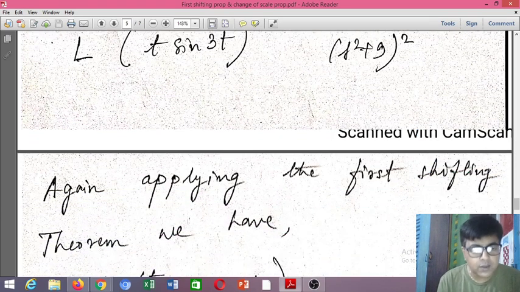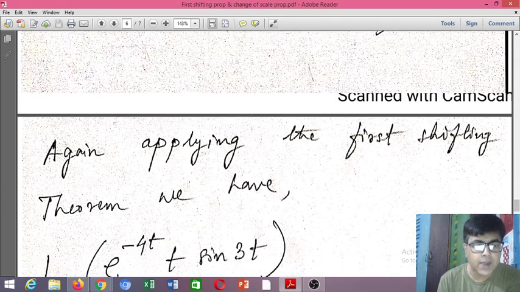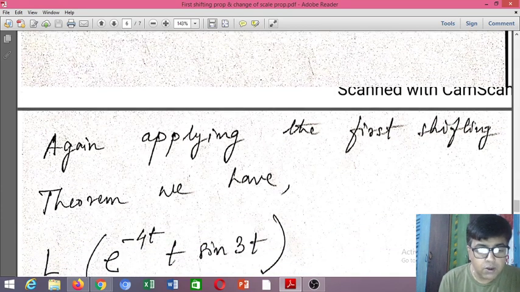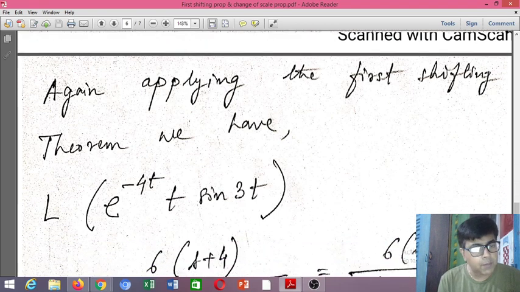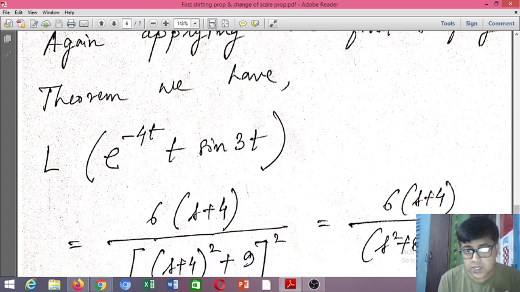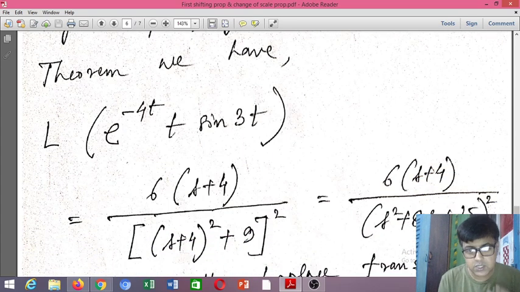So once I get L of t sin 3t, this problem becomes very easy, because it is multiplied by an exponential function, e to the power minus 4t. So if I now want to find the Laplace transform of e to the power minus 4t into t sin 3t, well, L of t sin 3t is already known, so I can do it directly. How can we do it? We apply the shifting theorem, but since there's a minus over there, it will be plus here. So it will be 6(s plus 4) divided by ((s plus 4) whole square plus 9) whole square. And on simplification, we get this as a result: 6 into (s plus 4) divided by (s square plus 8s plus 25) whole square.